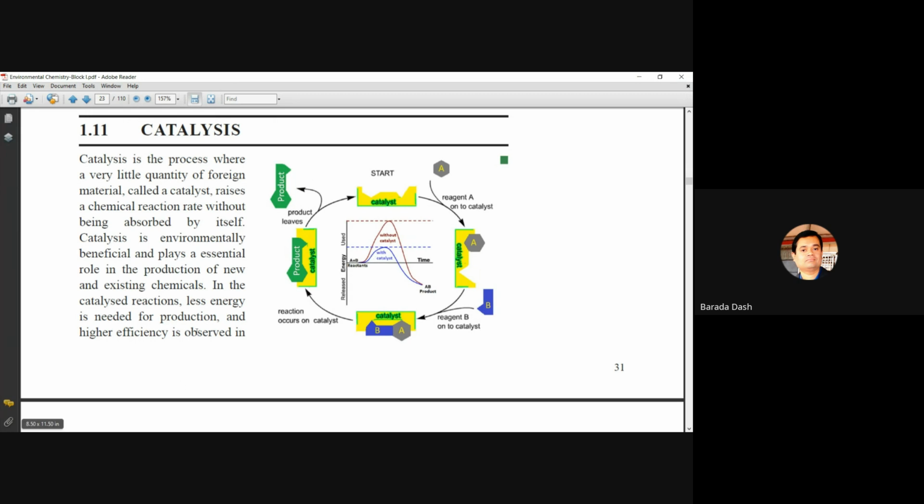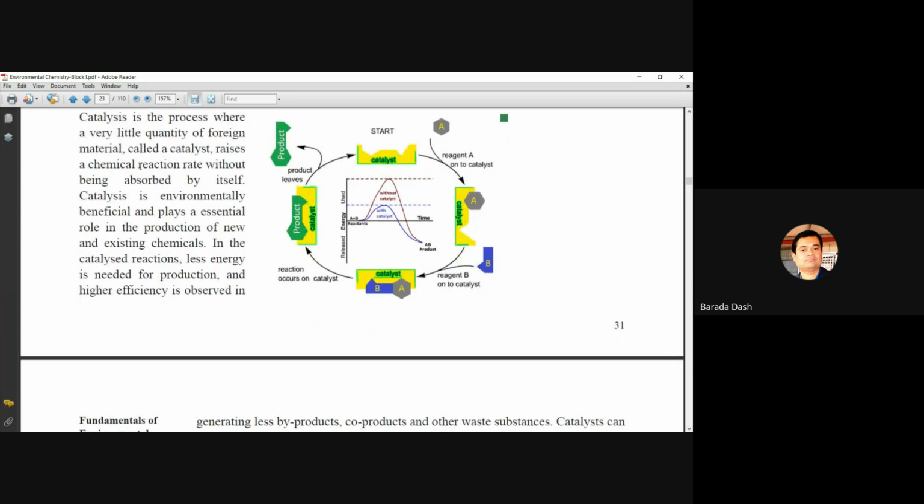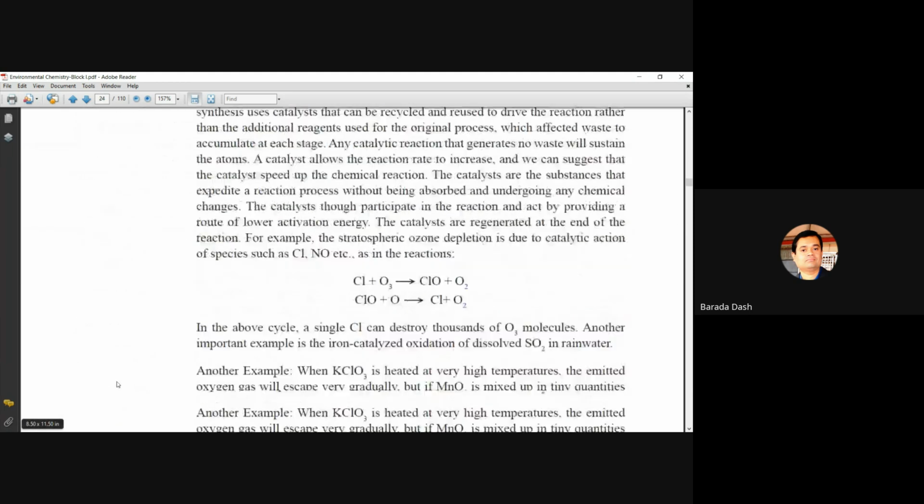Catalysis is a process where a very little quantity of foreign material, called a catalyst, raises a chemical reaction rate without being consumed itself. So basically it raises the rate of the reaction. If a reaction without any catalyst can occur in 10 hours, if you add a catalyst, it may occur in 1 hour. That means 9 hours are saved, time is saved, energy is saved, and the reaction becomes faster. So this is called catalysis.